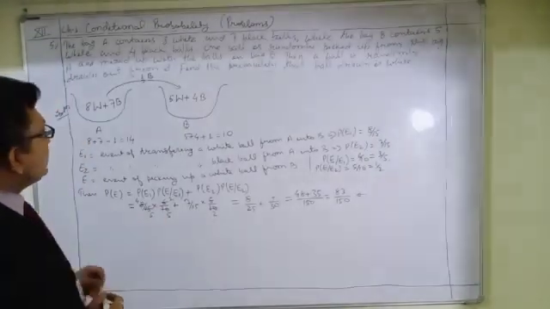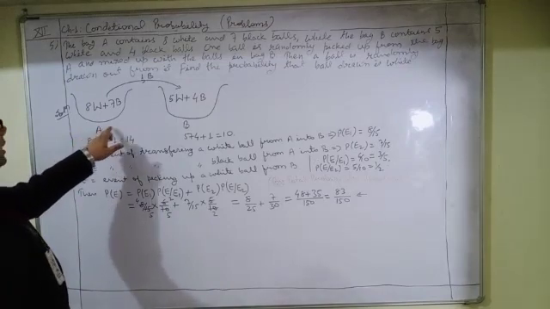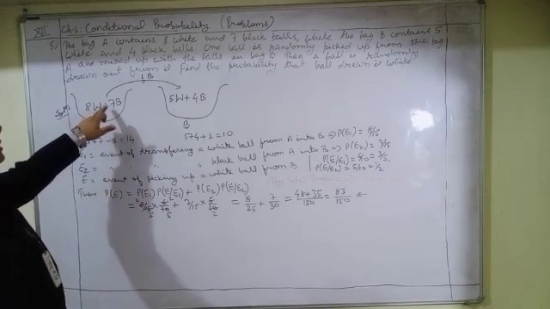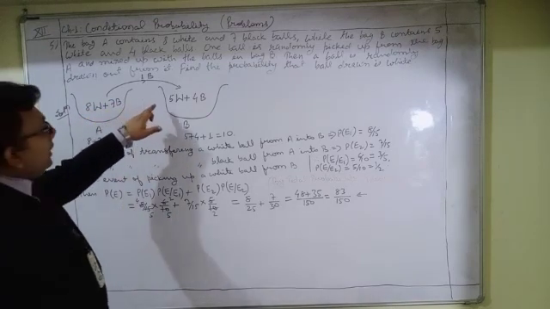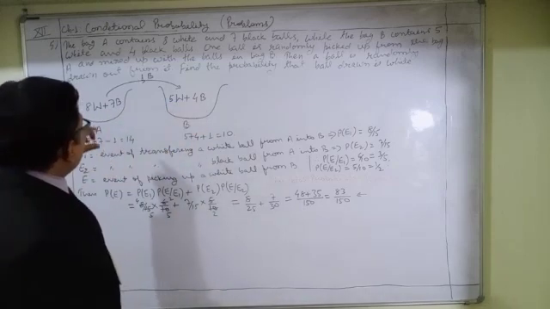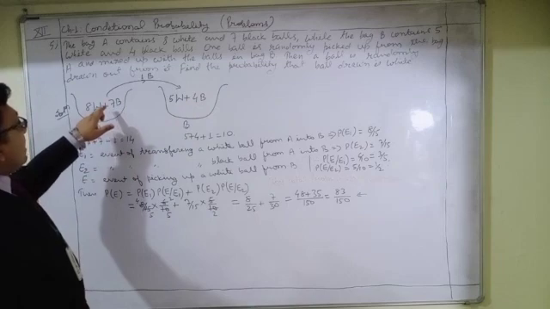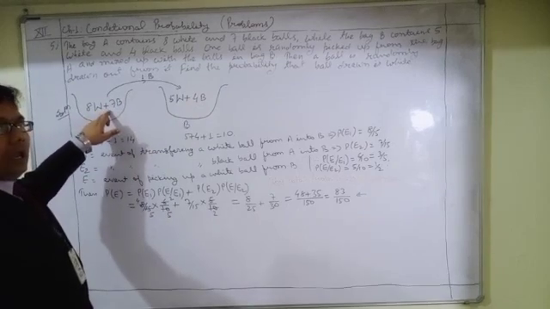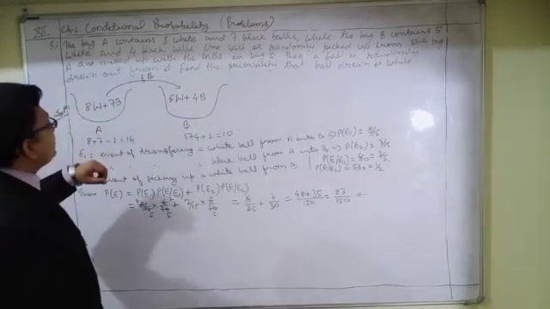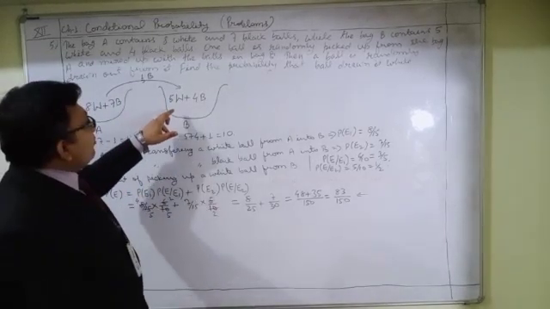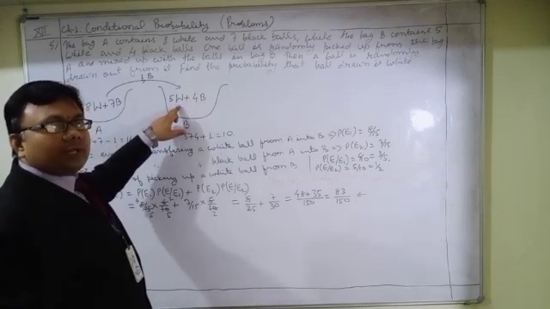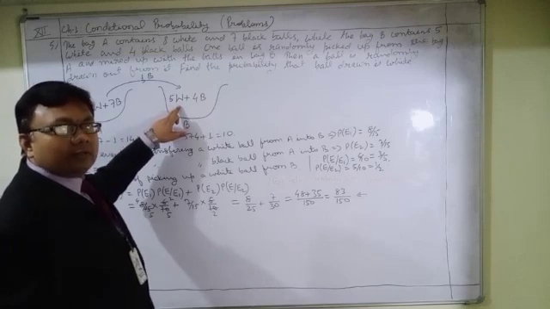So now students, what is the situation here? There are two bags, bag A and bag B. In bag A, a total of 8 white balls and 7 black balls are there. In bag B, 5 white and 4 black balls are there. Now, one ball is picked up randomly from bag A and transferred into bag B. After that, one ball is drawn randomly from bag B. Then we have to calculate the probability of getting a white ball.